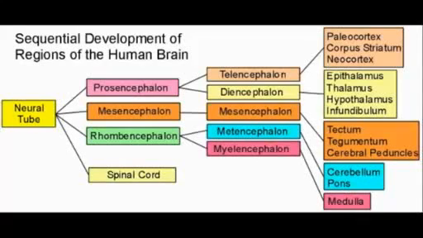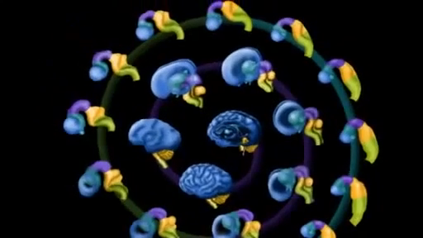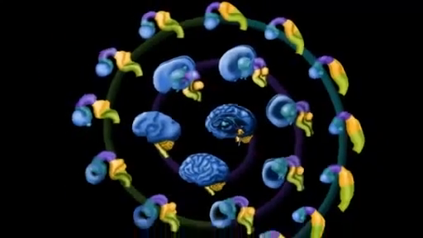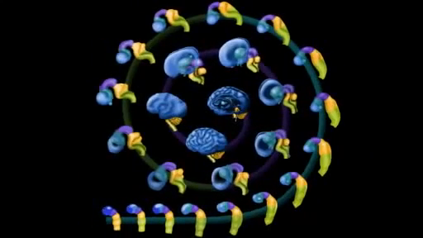Okay, then we go to the next picture, number 10. Okay, thank you. So these pictures give you like a spiral, all the evolution of the embryo development of the brain to the adult age.